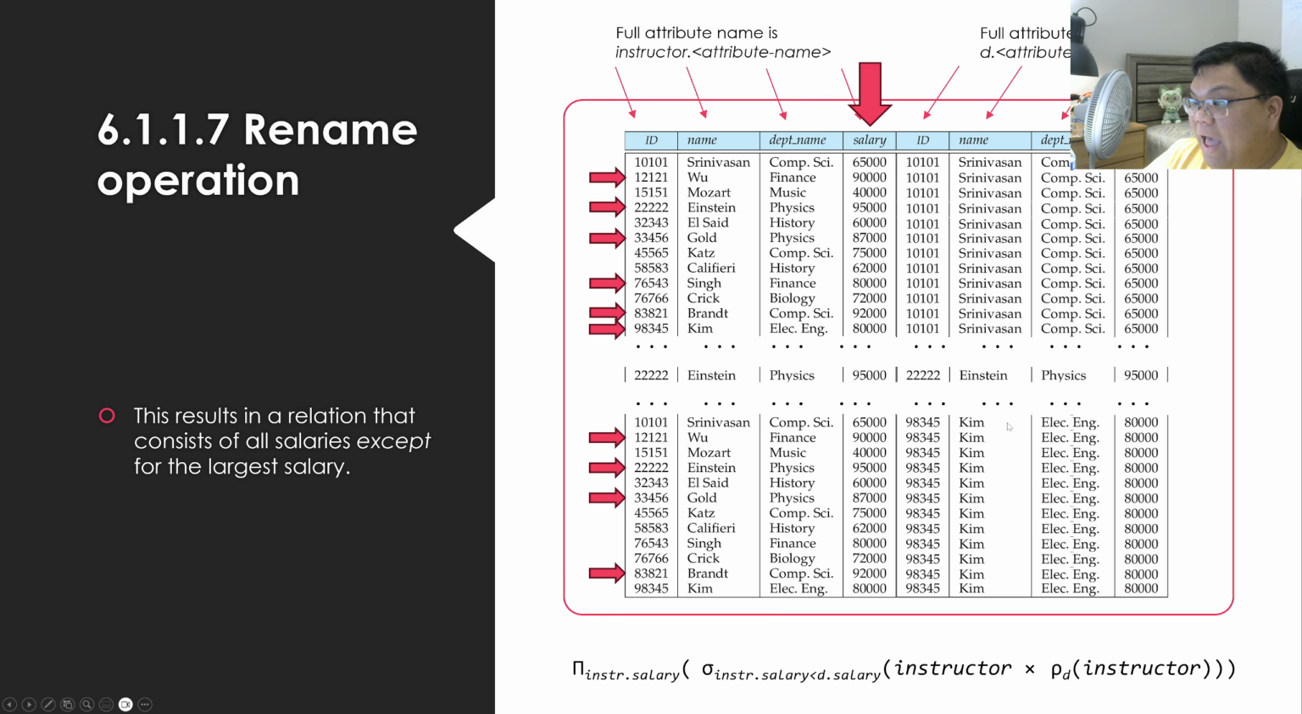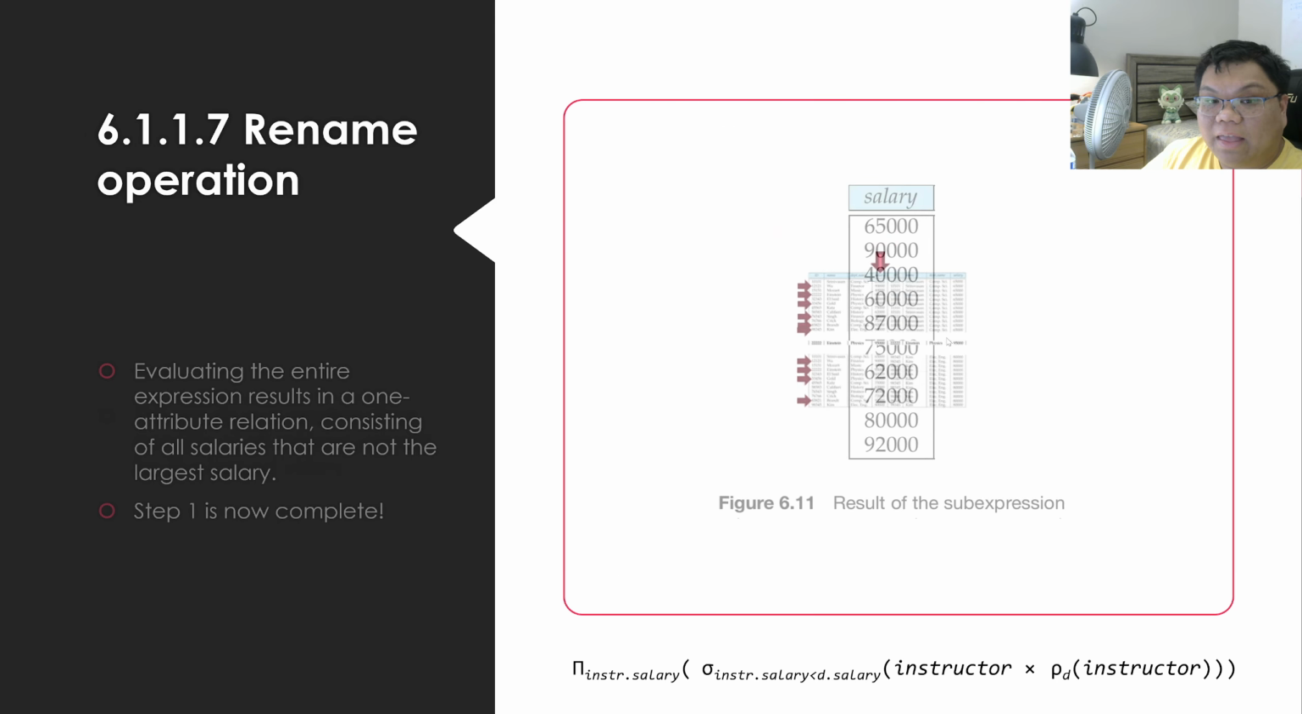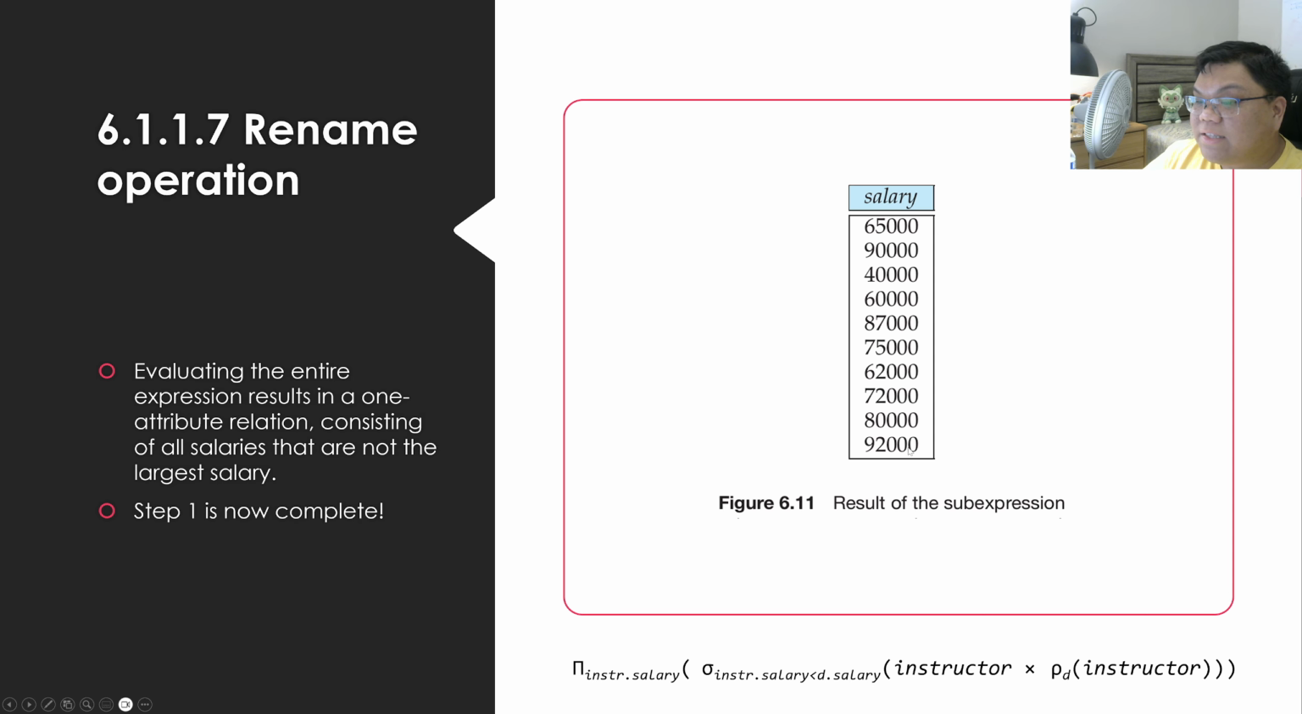So if we add this back with the rest of our Cartesian product here and show which rows are going to be selected, now what we have is all salaries being selected that aren't the largest salary. And there we go. We have all the salaries that aren't the largest salary.